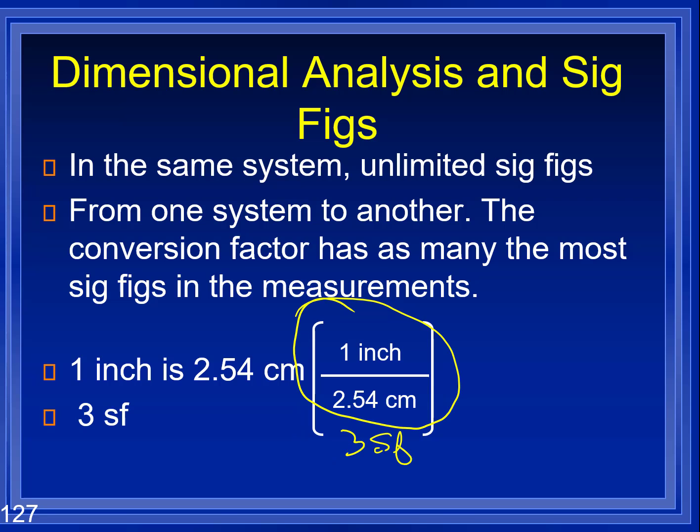So you look at the conversion factor and say, how many sig figs does that conversion factor have? That conversion factor has 3 sig figs because there's two numbers, a 1 and a 2.54, and I picked the most in that conversion factor. Then when I multiply it, I do the least in the problem. So I count the sig figs in the conversion factors, and then I go back and do the least number in the problem, because that's the rule for multiplication and division.